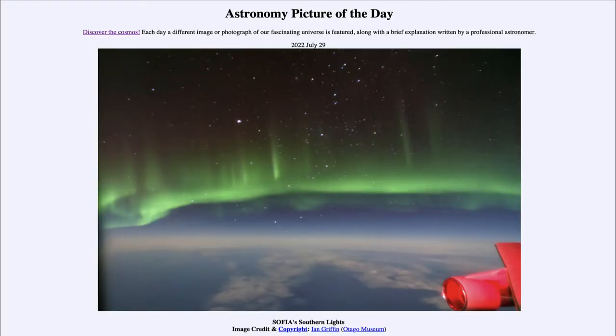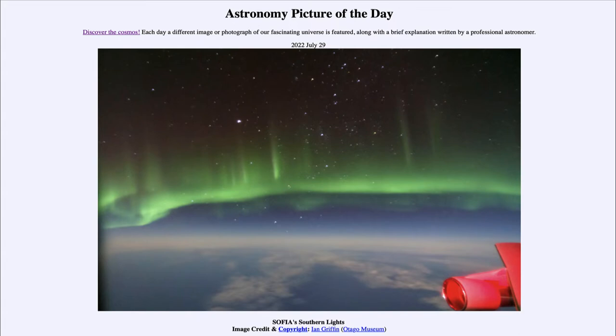One of the things that I like to do in each of my introductory astronomy classes is to begin the class with the astronomy picture of the day from the NASA website, apod.nasa.gov/apod. And today's picture for July 29th of 2022, well, it is titled SOFIA's Southern Lights. So what do we see here?